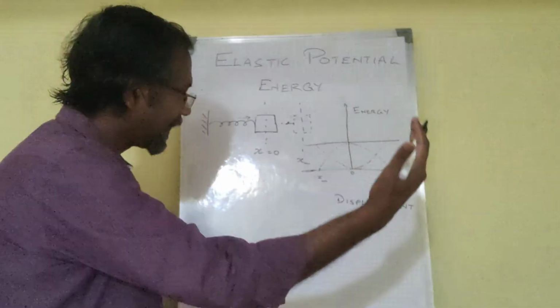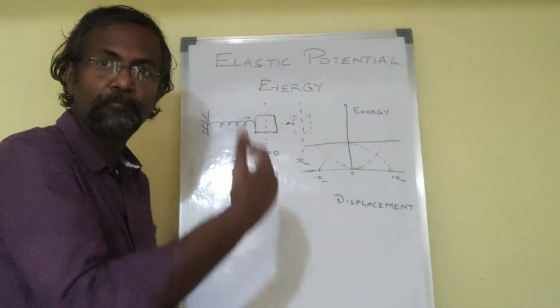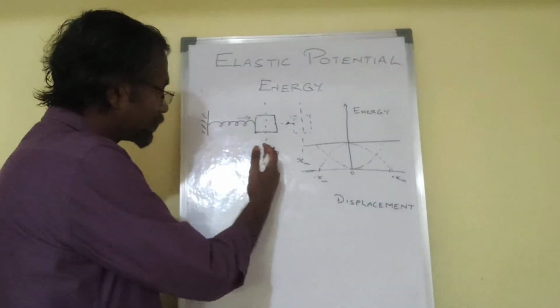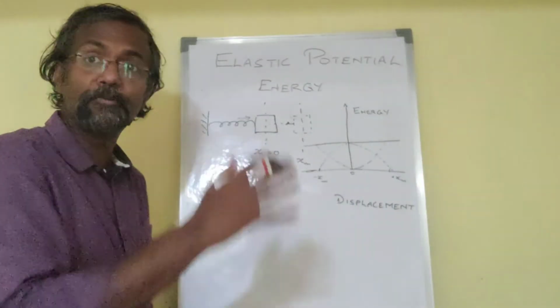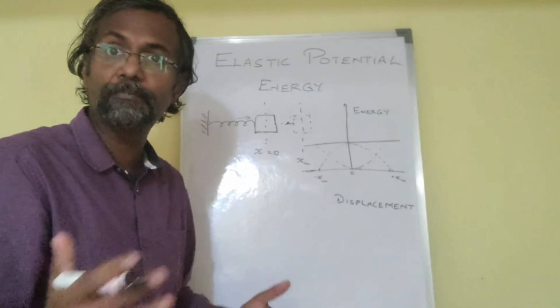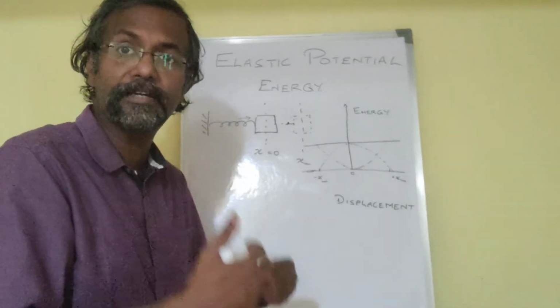When I leave it and the body starts moving, this potential energy is getting converted to kinetic energy, right? And it comes to the equilibrium position. At equilibrium position, we know potential energy is equal to 0 because x is equal to 0. That means all the potential energy is converted to kinetic energy.